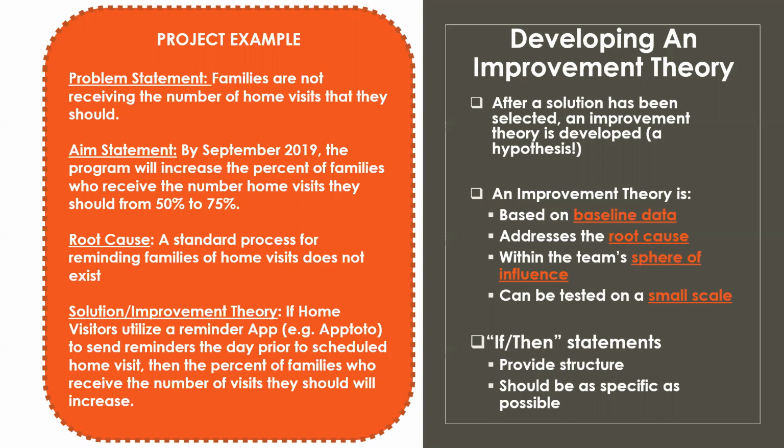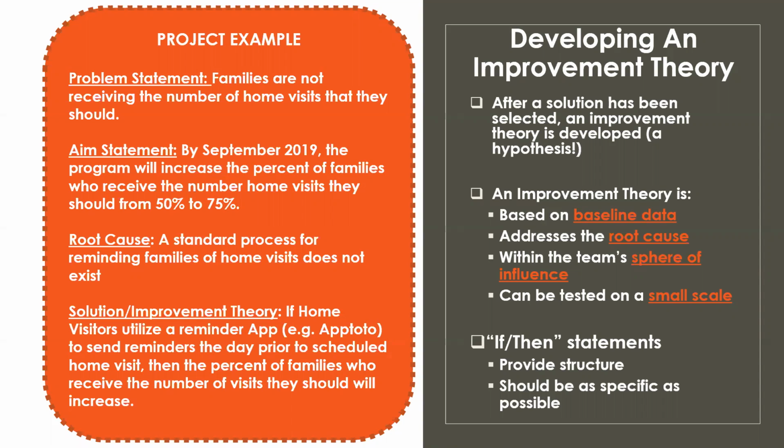So if we look at the example that we have here on the left, the problem statement the team was working with was families are not receiving the number of home visits that they should. They set an aim statement of by September 2019, the program will increase the percent of families who receive the number of home visits they should from 50% to 75%. They identified a root cause of a standard process for reminding families of home visits doesn't exist. And they decided to test the following solution. So they said, if home visitors utilize a reminder app, so for example, something like App 22, to send reminders the day prior to the scheduled home visit, then the percent of families who will receive the number of home visits they should will increase.